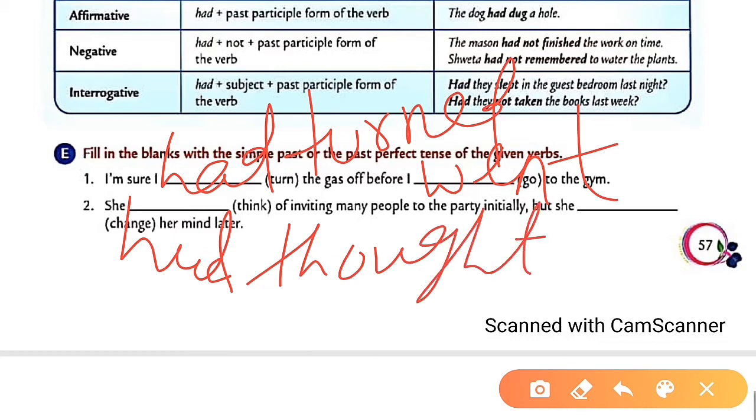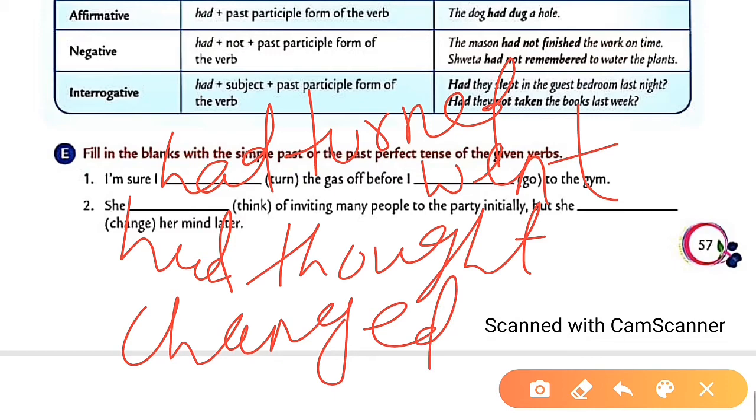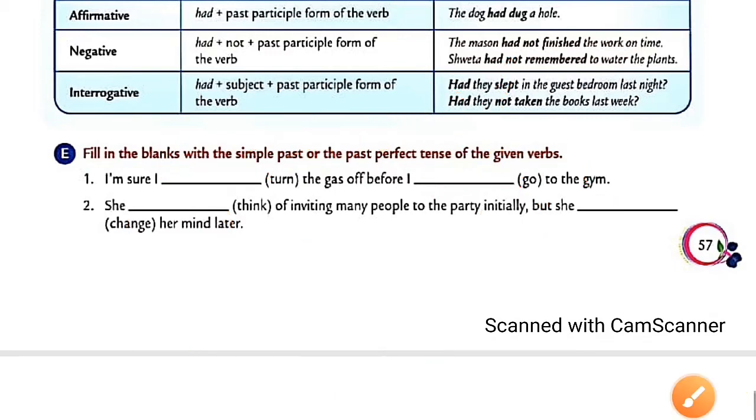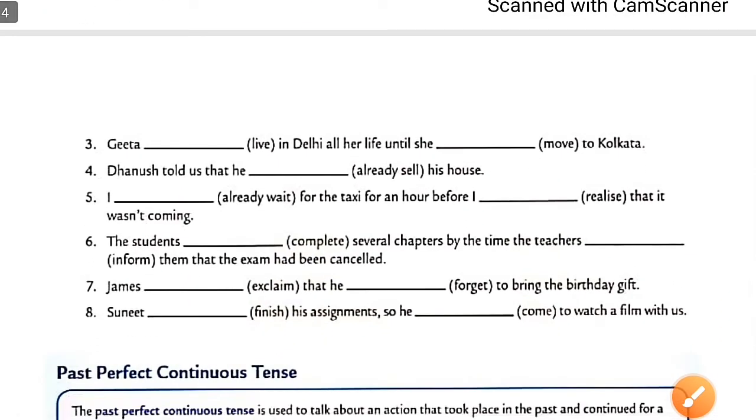Inviting many people to the party initially, but she changed her mind. She changed her mind later. Okay, move to next.